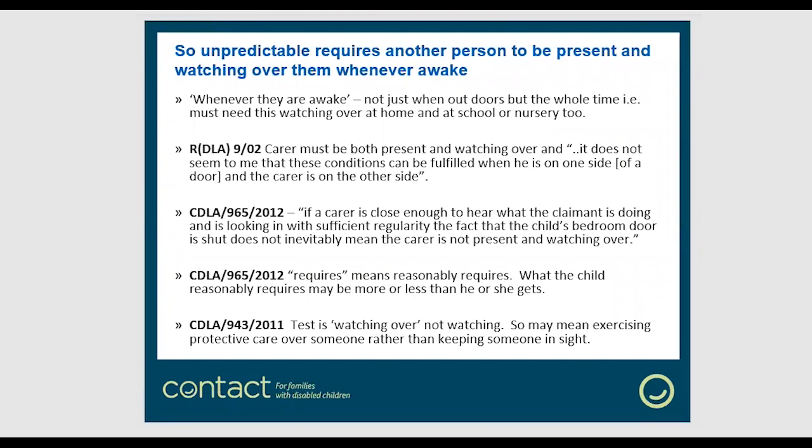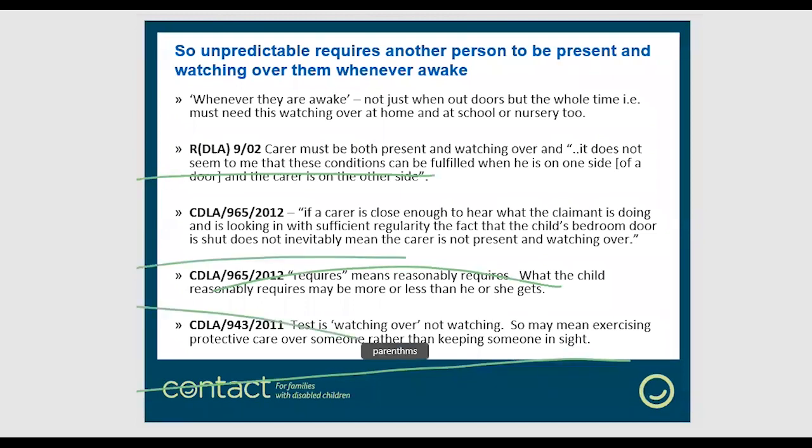So what the judge was saying in that case is that you might not be in the room with the child all the time, but if you're in very close proximity to them, if you're listening in all the time, if you're in a heightened state of awareness or anticipation, then that might be sufficient to allow you to meet the test.